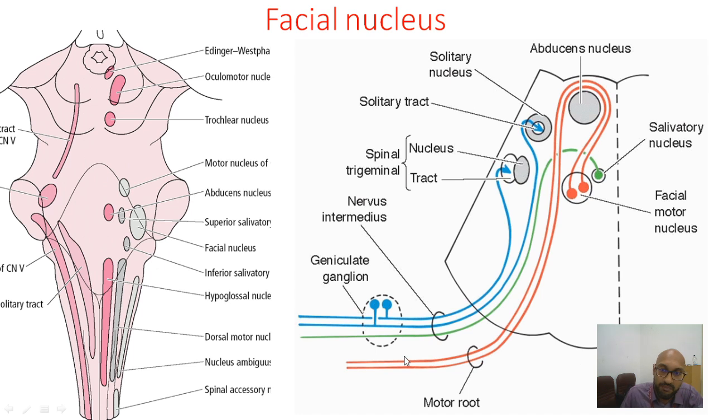Now look at the sensory component. The sensory component, as I told you, are pseudo-unipolar neurons which are found in the geniculate ganglion. The peripheral processes go towards the receptors, and the central process either goes to the trigeminal complex or goes into the solitary nucleus complex. So the taste fibers are going to the solitary nuclear complex, whereas the general sensations of pain, touch, pressure, temperature, all of that are going to the spinal nuclear complex, the trigeminal nuclear complex.